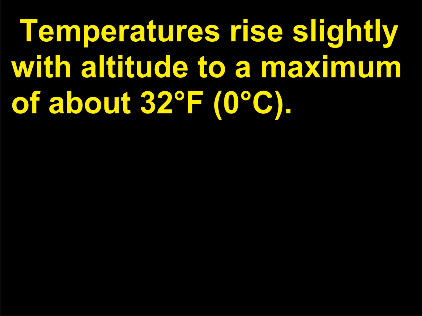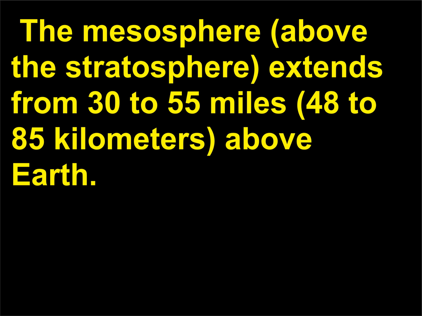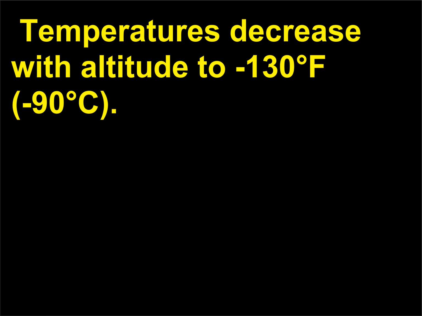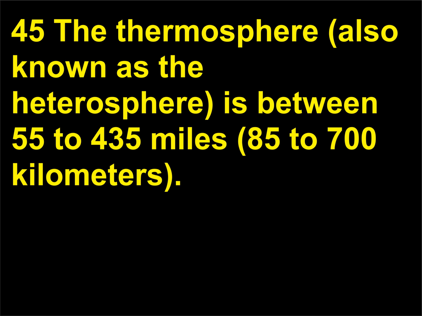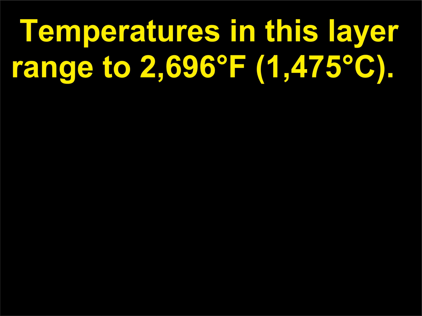The mesosphere, above the stratosphere, extends from 30 to 55 miles, 48 to 85 kilometers, above Earth. Temperatures decrease with altitude to -130 degrees Fahrenheit, -90 degrees Celsius. The thermosphere, also known as the heterosphere, is between 55 to 435 miles, 85 to 700 kilometers. Temperatures in this layer range to 2696 degrees Fahrenheit, 1475 degrees Celsius.